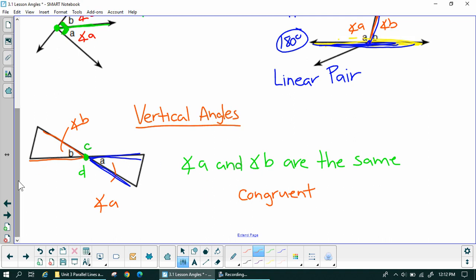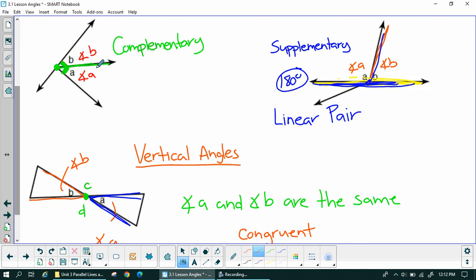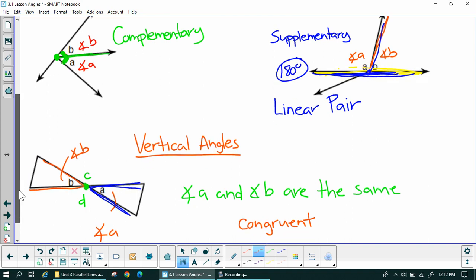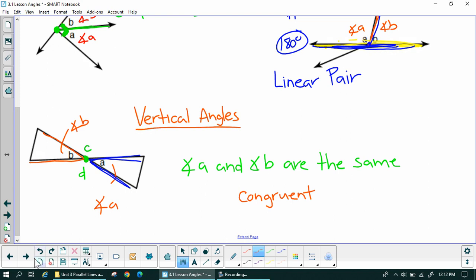So these are our three types of angle pairs we'll talk about now. We have complementary, which add to 90, supplementary, which add to 180, and vertical angles that are across from each other like this and are the same, they're congruent. That means if we know how big one of the angles is, then the other angle is the same.